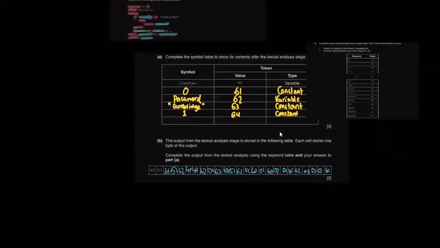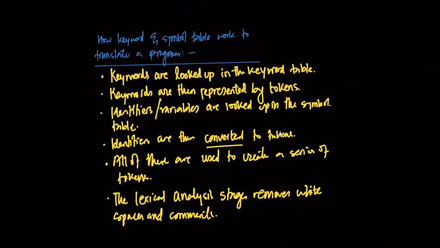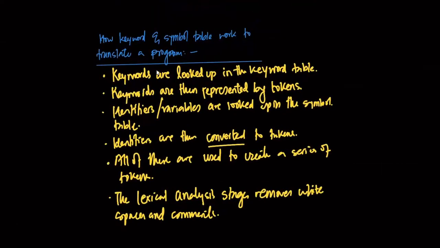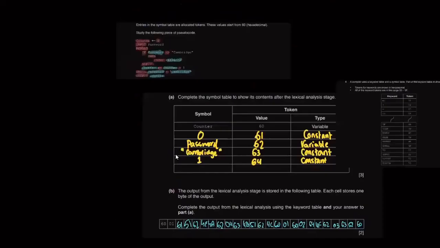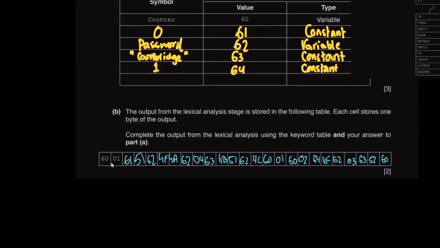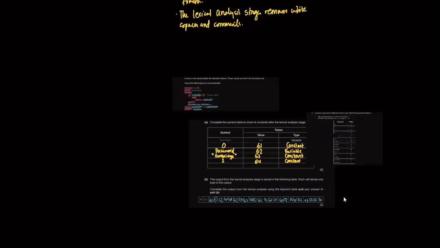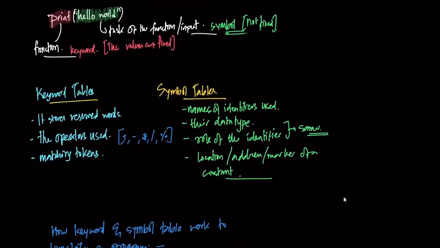As we can see, just as the notes say, we use both the symbol table and the keyword table. We first looked at the keyword table and separated the keywords. We separated the symbols in the symbol table, and identifiers are then converted to tokens. All of them are used to create a series of tokens stored in the register, and it becomes easy for the computer to understand. So that's the overall idea of lexical analysis.